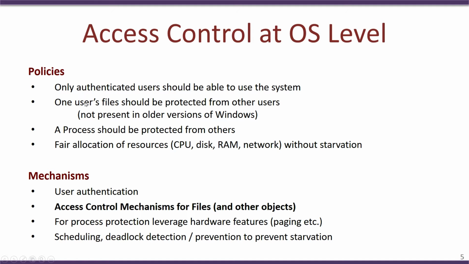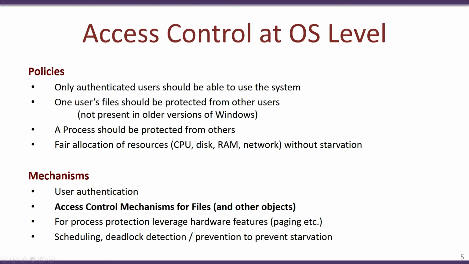Another aspect which many operating systems support is to ensure that one user's files are protected from other users. Prior operating systems such as MS-DOS and older versions of Windows do not support this feature. However, in most modern operating systems, we have access control mechanisms for files which permit users to set privileges and access control policies like read, write and execute, to ensure who can read their files, who can write or modify their files, and who can execute their corresponding programs.